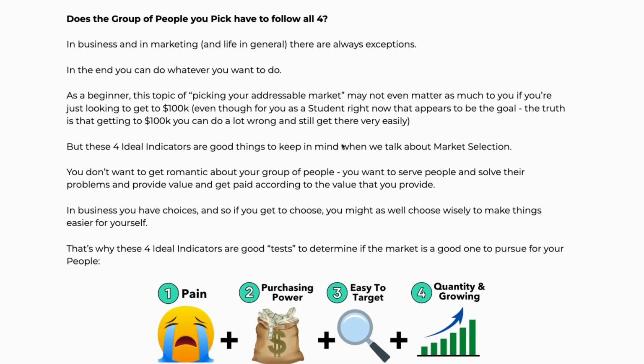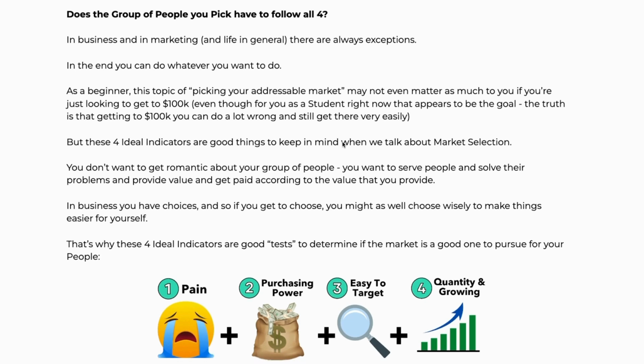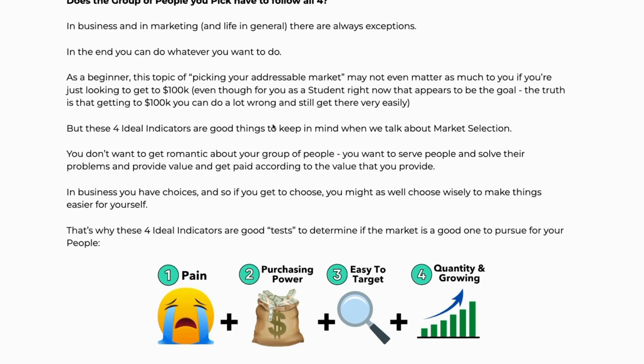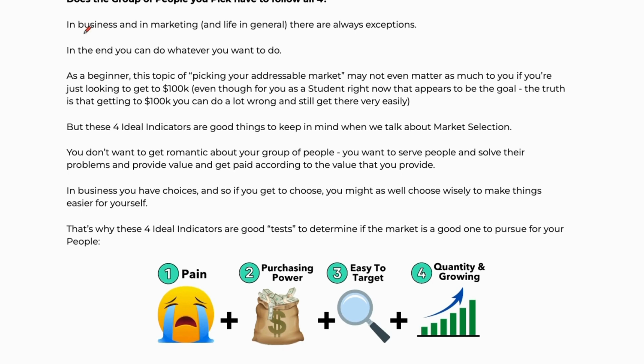Remember, in business and in marketing and in life in general, there are always exceptions. And so in the end, you can do whatever it is that you want to do. But as a beginner, our recommendation is to understand this topic of total addressable market and the 4 ideal indicators, but do not get romantic about the group of people that you want to serve, right? Understand that there are problems that you are out there solving, and you don't want to get romantic about them, okay? Because in business, you have choices, and if you must choose, you might as well choose the things that are going to make things easier for yourself, right? This is a business and logical decision, and then you can go ahead and justify it with emotions later on, and we'll show you how to do that.